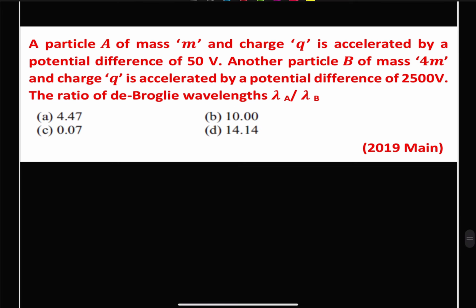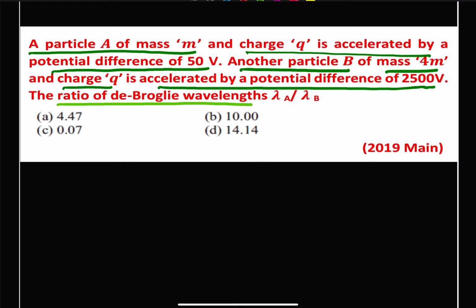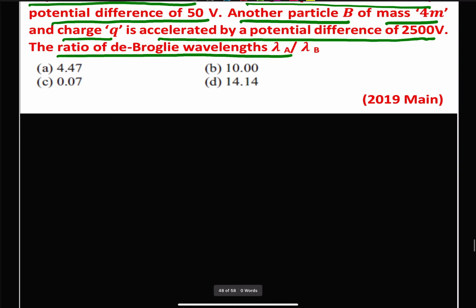It states that a particle A of mass m and charge q is accelerated by a potential difference of 50 volt. Another particle B of mass 4m and charge q is accelerated by a potential difference of 2500 volt. The ratio of de-Broglie wavelength lambda A to lambda B is. So we are going to find out, we have particles A and B of different mass and different potential difference.